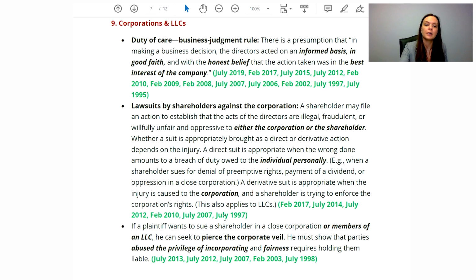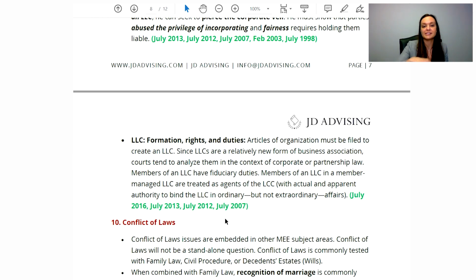When it comes to these LLC formation rights and duties issues, oftentimes people ask us, how will I know the difference between a corporation's question versus an LLC question? I'm nervous that I'm going to be confusing myself or I won't know which to talk about. So first things first, the quick and easy way to determine if you're dealing with a corporation's or an LLC's question is to look at the fact pattern and look at some of the terminology that's being used. If you see the word shareholder being used, you know it's a corporation's question. If you see the word members being used, you know it's an LLC's question.